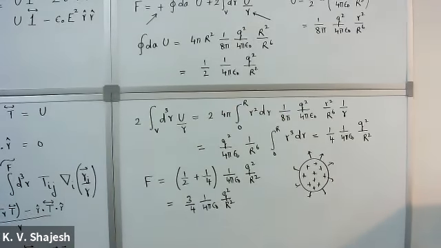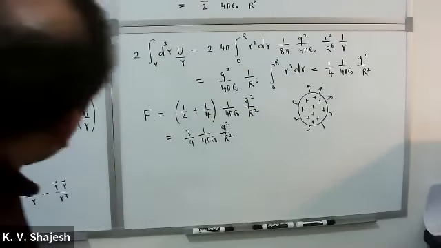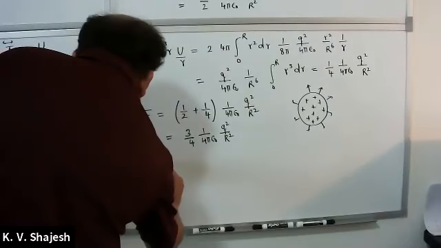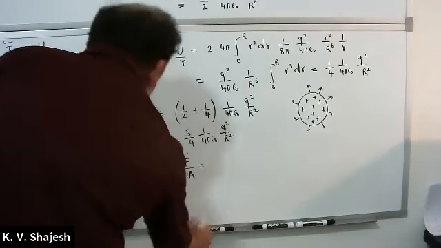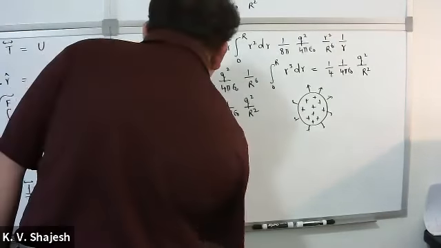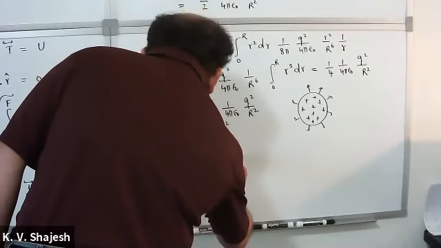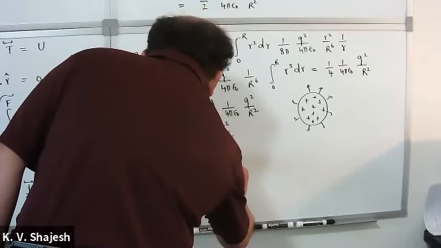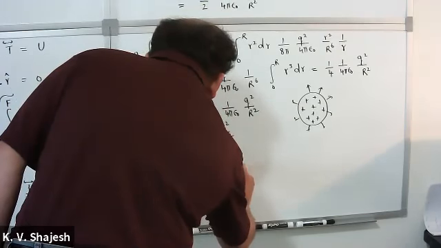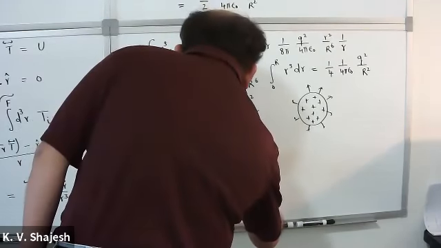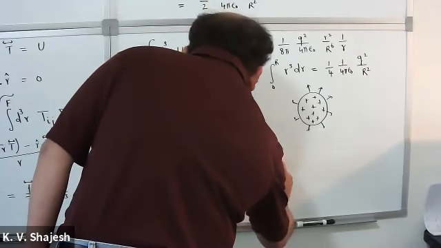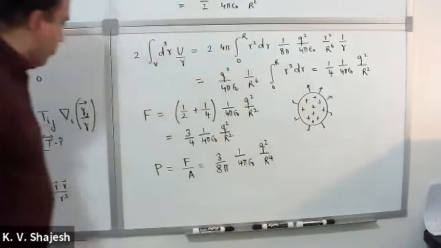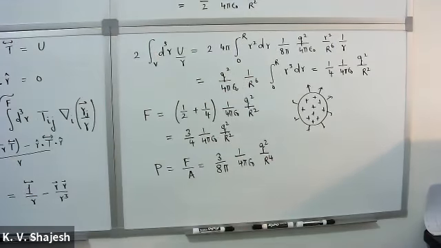So we calculated the magnitude of all these forces. So pressure P, the force per unit area, and we can divide this out by 4 pi r square. So this will be 3 by 8 pi, 1 over 4 pi epsilon naught and q square over r raised to 4. That's the stress it experiences.